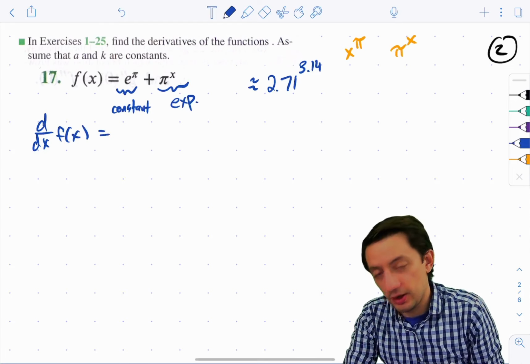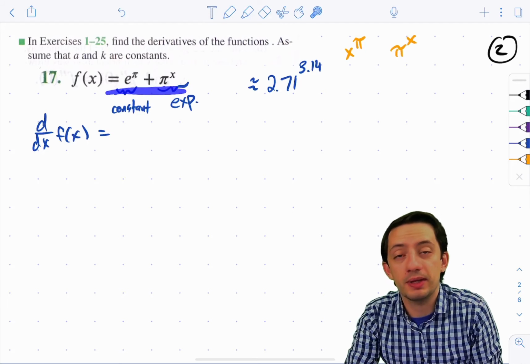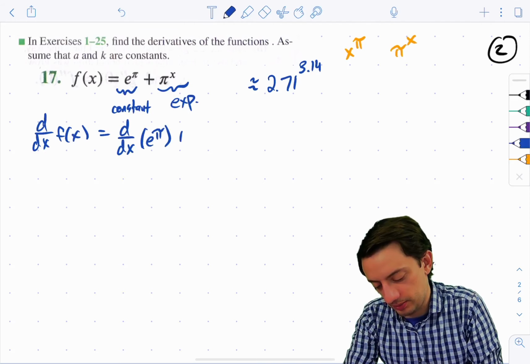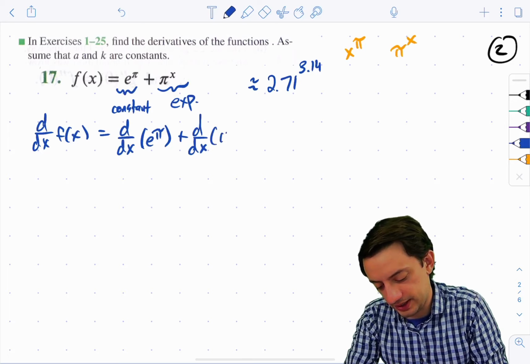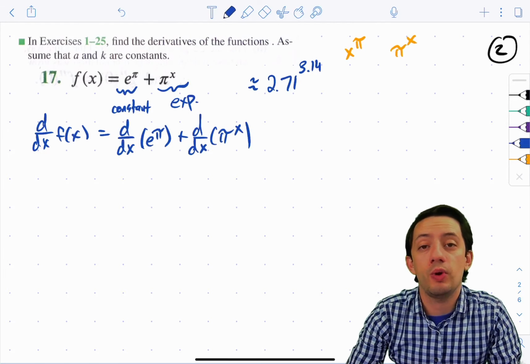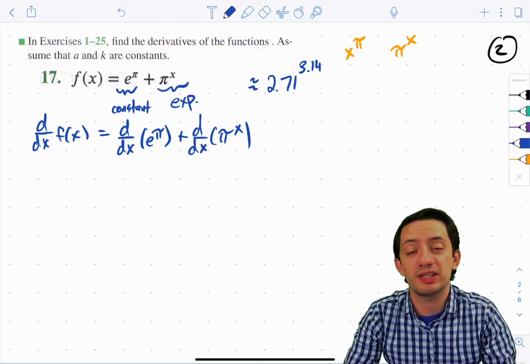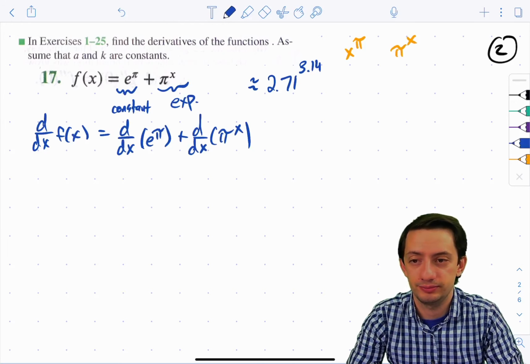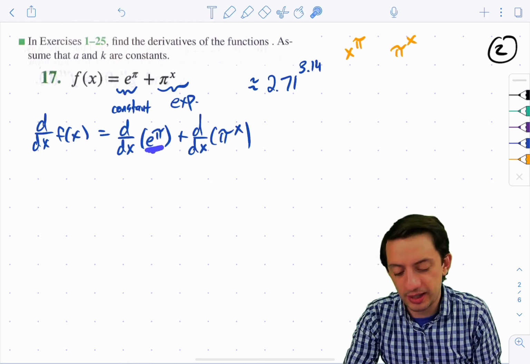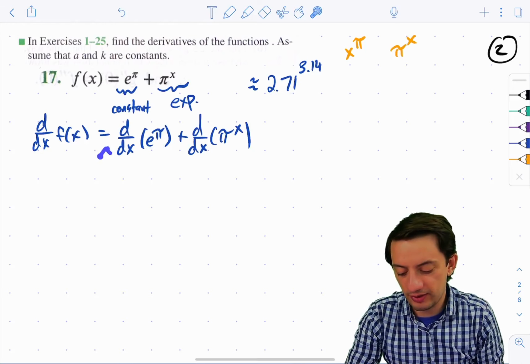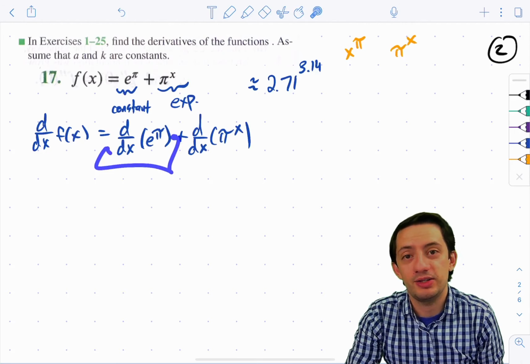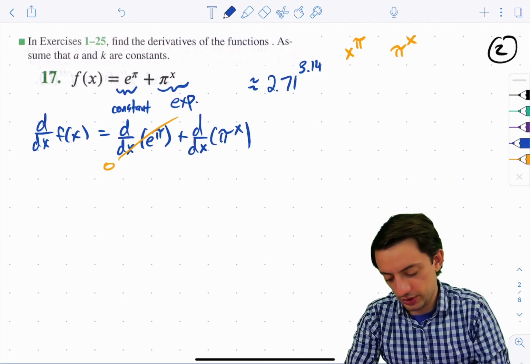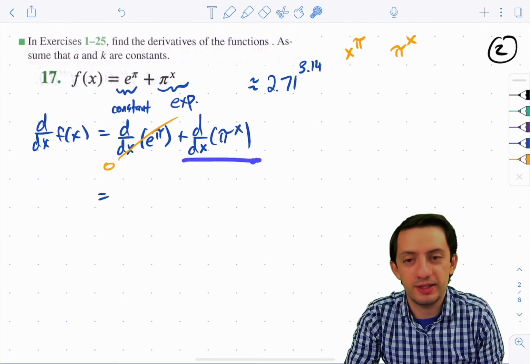So if we take the derivative of f of x, the first rule says the derivative of the whole sum can be split up into two derivatives. So it's the derivative of e to the pi plus the derivative of pi to the x. Now, as you do more and more of these, you won't have to write out all of the steps. You'll be very comfortable with doing some of it in your head. But for right now, we're going to write them all out so that you can see exactly what properties we're applying. This first one now, we said e to the pi is just some number, whatever this is. The derivative of a constant, as we saw in 3.1, is just 0. The derivative of a constant is 0. So this is 0 plus, now the derivative of pi to the x, this is an exponential.